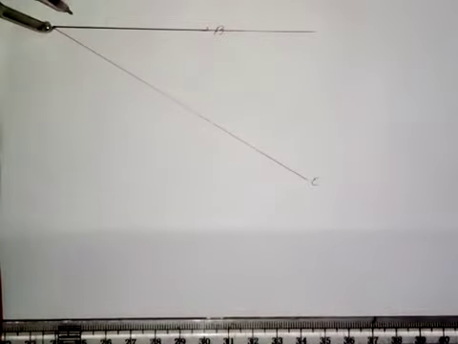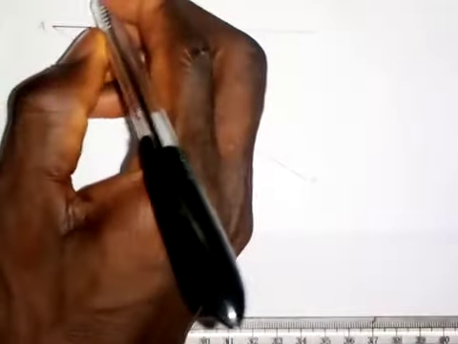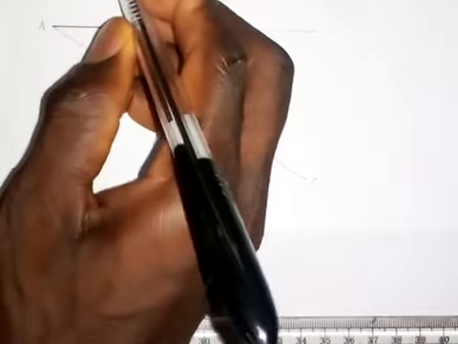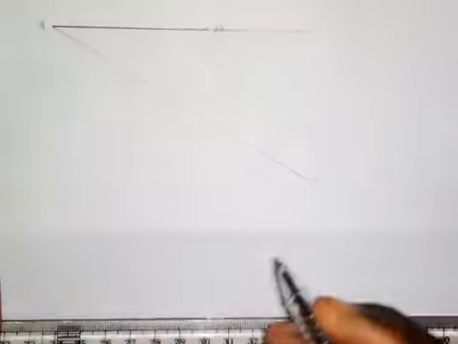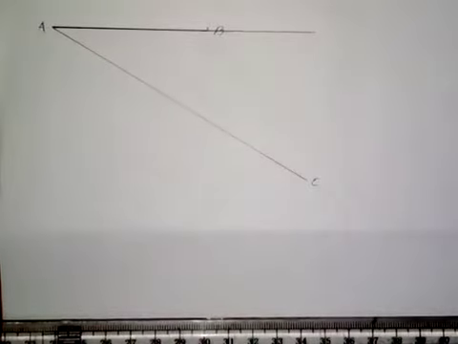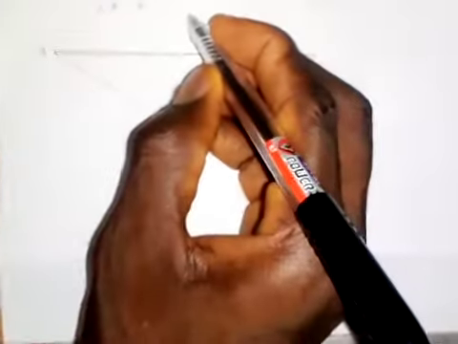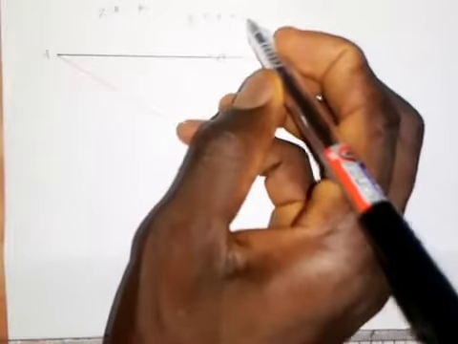Before you put it at this point A, as I said, we are dividing this line AB into 2:3:4. So this is 2, ratio 3, and ratio 4. What I'm going to do is find the sum of this ratio. The sum of the ratio is 2 plus 3 plus 4, and this will be equal to 9. Take note of that.